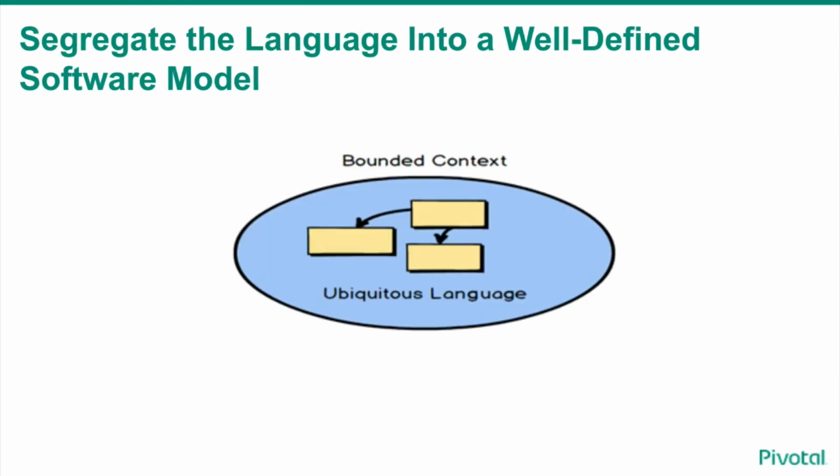So the effort of these team members is to develop a specific domain language as a well-defined software model. And one of the primary tools that they're going to use to do that is what domain-driven design refers to as a bounded context. This is a contextual boundary, a semantic boundary, where a ubiquitous language is spoken by the team and where the language is developed as a domain model.